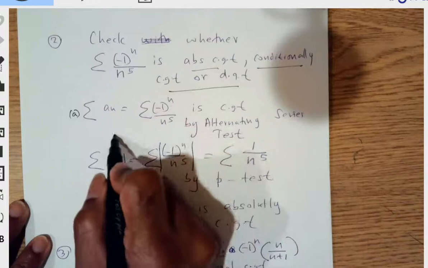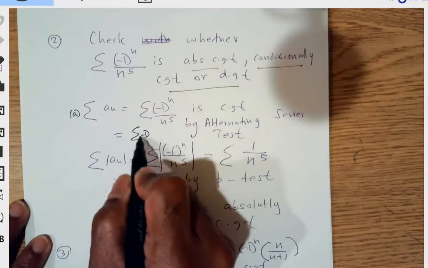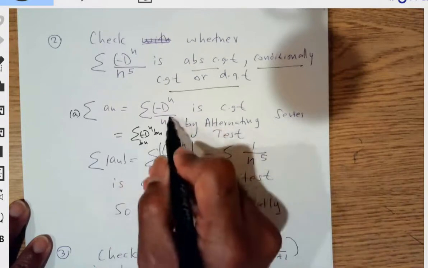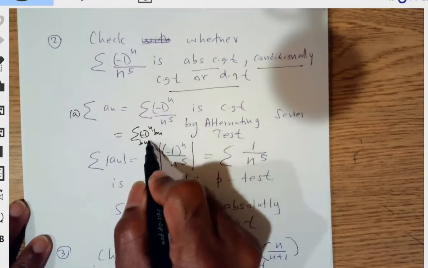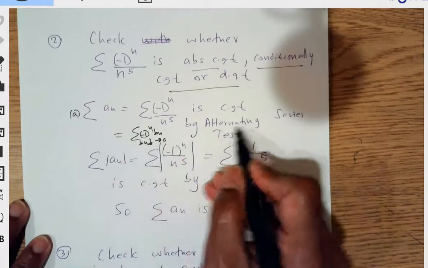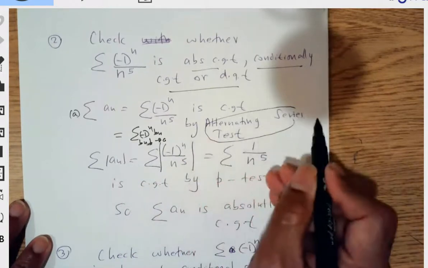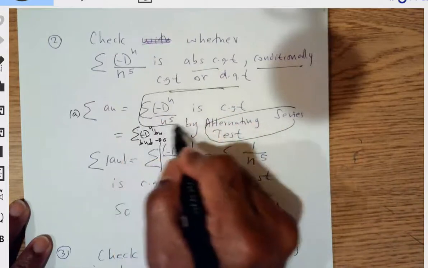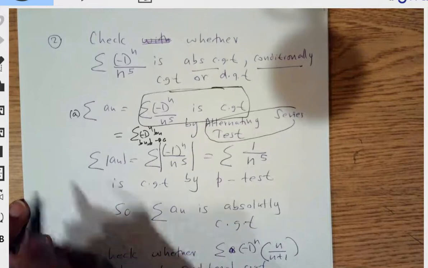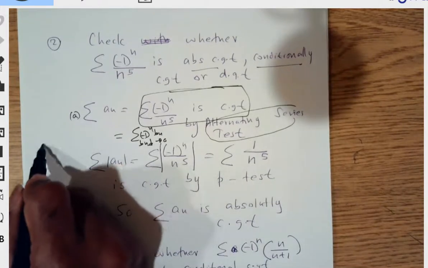Once again, it looks like sigma (-1)^n b_n, where b_n is 1 over n^5. So that's decreasing and the limit is 0. By the alternating series test, we know that this is convergent. So sigma a_n is convergent. We can write on the side, sigma a_n is convergent.